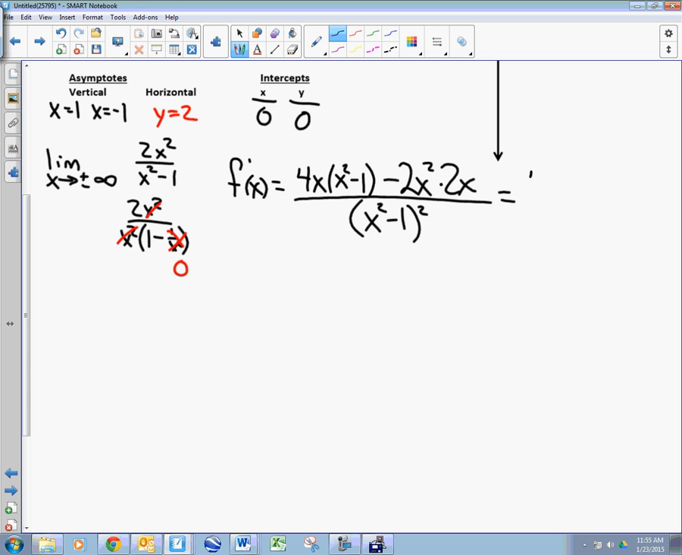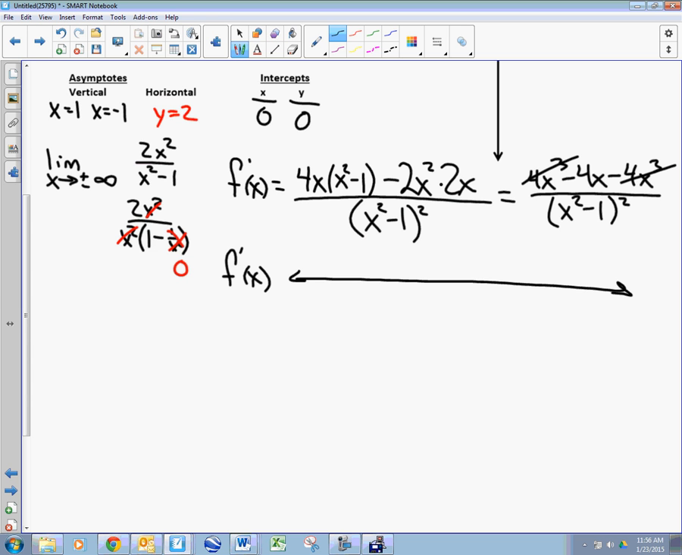All right. So what we get is 4x to the third minus 4x minus 4x to the third all over x squared minus 1 squared. What happens? Get negative 4x over x squared minus 1 squared. True or false? The numerator is never equal to 0. False. Where is negative 4x equal to 0? So I do have a spot where it's equal to 0. Where is the denominator equal to 0? Are you surprised? No, we knew that since we had vertical asymptotes there, that they were not part of the domain, so therefore they were going to come up as part of our critical points.